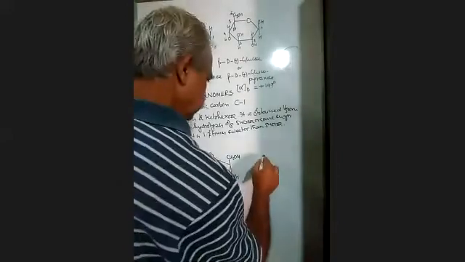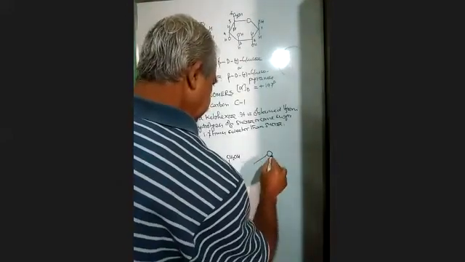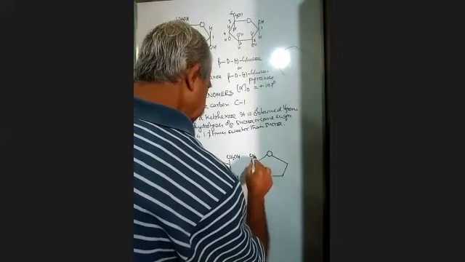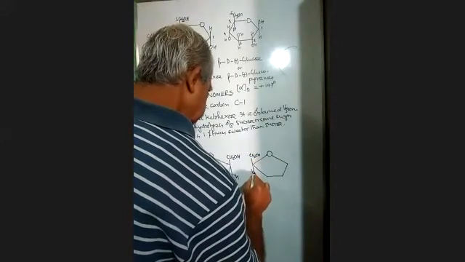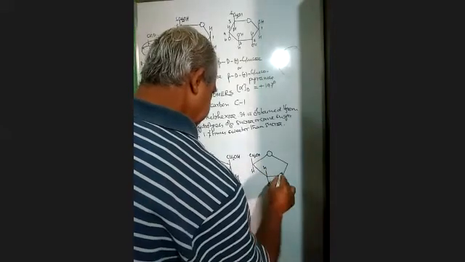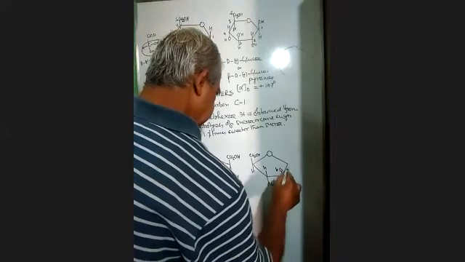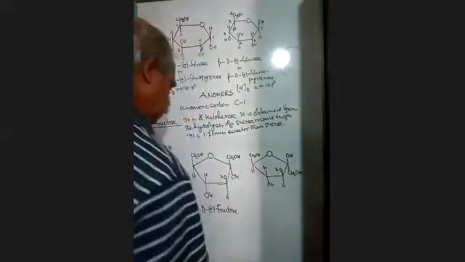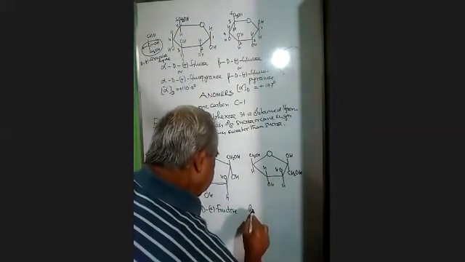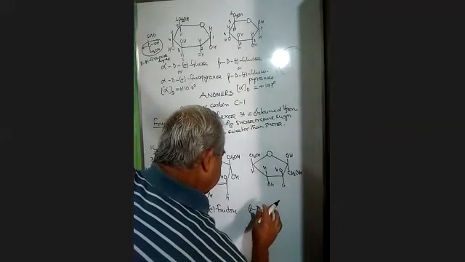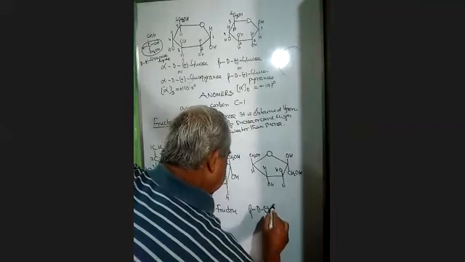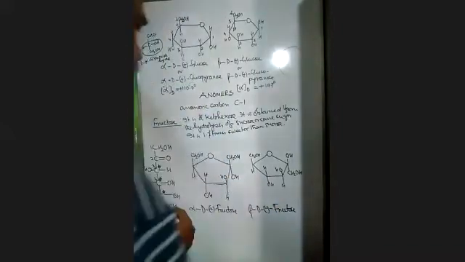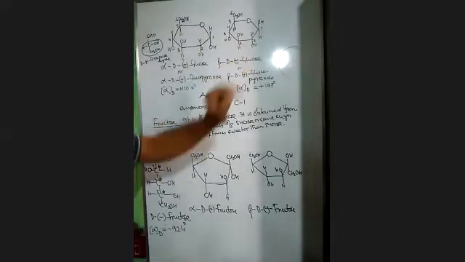Another will be CH2OH, OH, OH and OH. So this is beta, so this is beta D minus fructose. Now, we call the six-membered ring a pyranose structure.